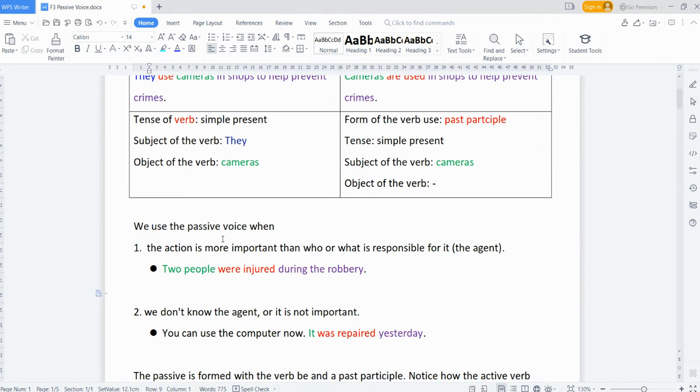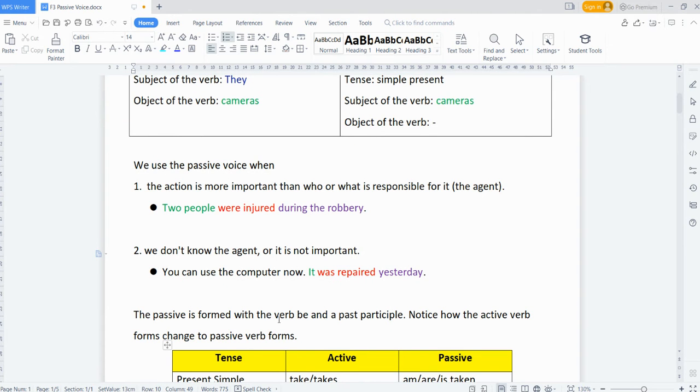Or we can also use the passive voice when we don't know the agent or it is not important. Siapa yang buat tu tak penting. For example, you can say, you can use the computer now. It was repaired yesterday. Tak kisahlah Ali ke Abu ke yang repair, yang penting dah siap, dah repair. It was repaired yesterday. We don't care who repaired it, but it was repaired yesterday. So we use passive sentences like these two when we want to focus on the action and we know that the doer of the sentence is not important. Orang yang buat tu tak penting, yang penting kita nak tengok action dia, apa perbuatannya.